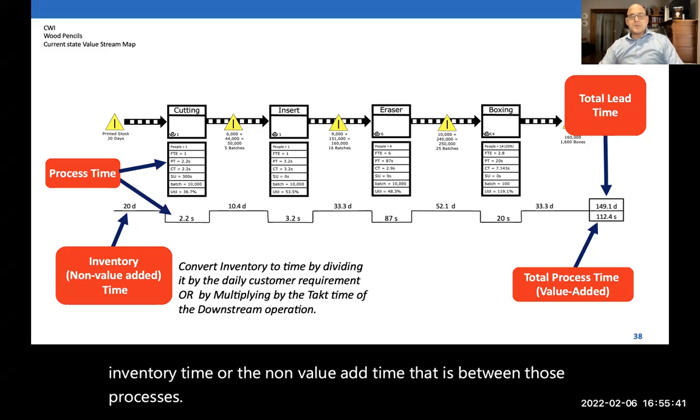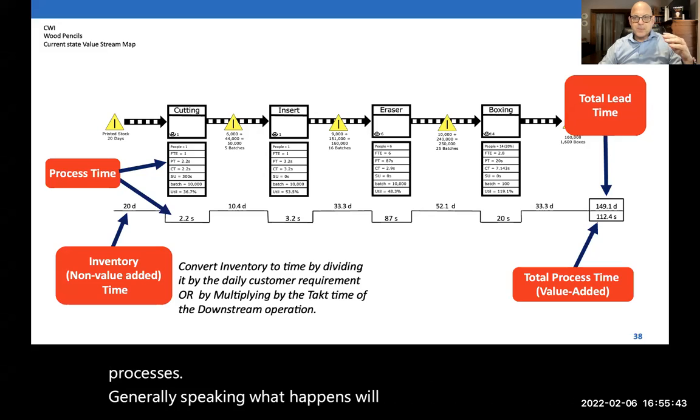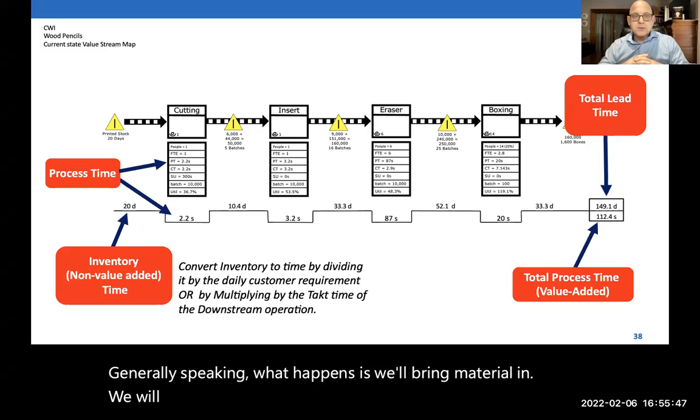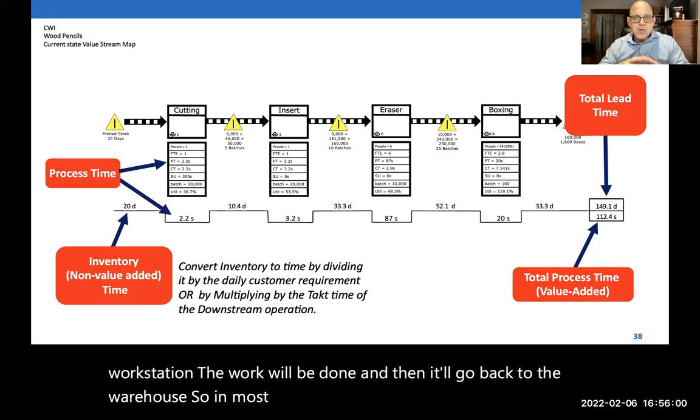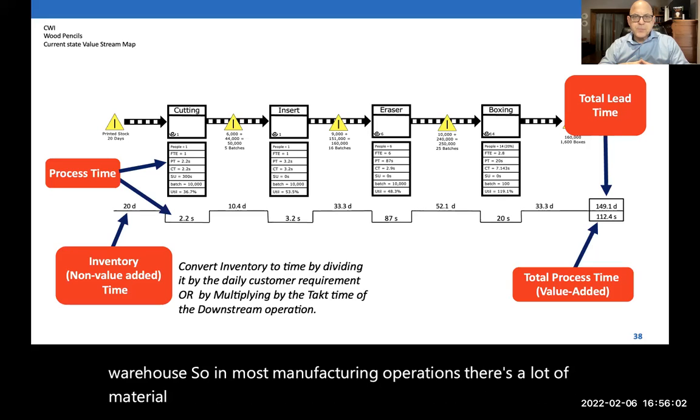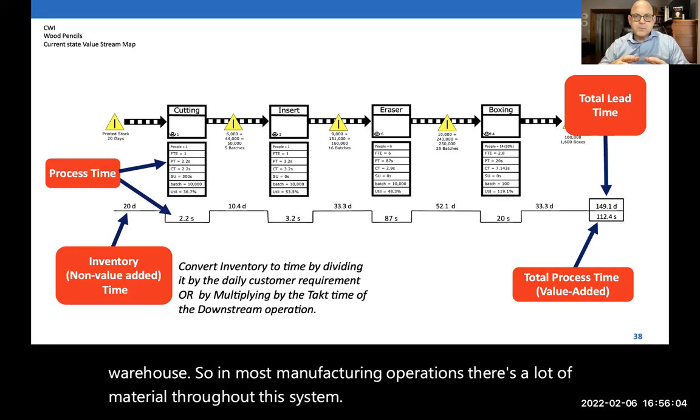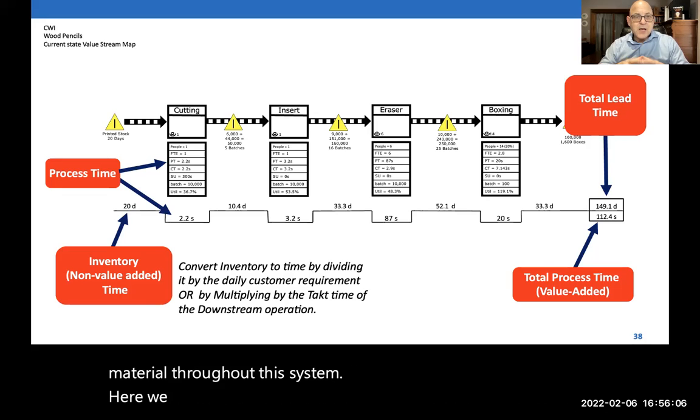Generally speaking, what happens is we'll bring material in, we will put it in the warehouse, we will release that material to a workstation. The work will be done and then it'll go back to the warehouse. So in most mass manufacturing operations, there's a lot of material throughout this system. Here we want to make sure we capture the times for each one of those.